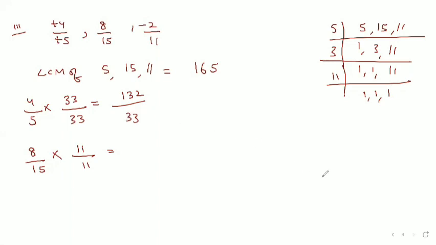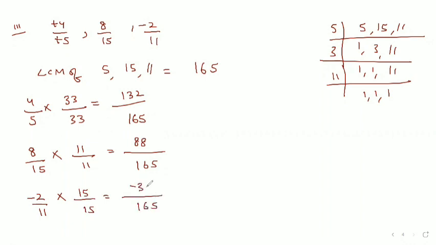Sorry, here 132 by 165. So here 165 by 81. Clear? Now minus 2 by 11, 15 by 15. So 165 by minus 30.